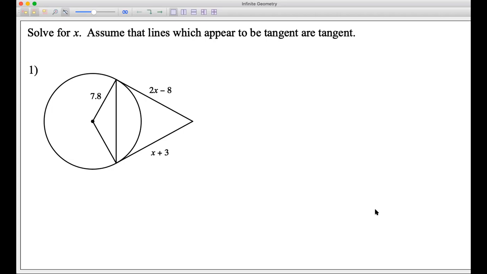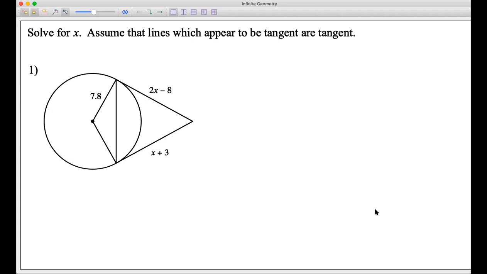How many tangents do we have in that picture? 2, right? One tangent is 2x minus 8, and one tangent is x plus 3. We have to flip back to section 9.2. We have the theorem, a corollary to theorem 9.1, that if you have 2 tangents that come from a central point, what do you know about those 2 tangents? They are equal. They are congruent.